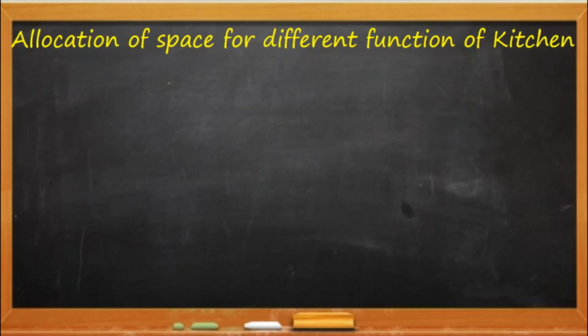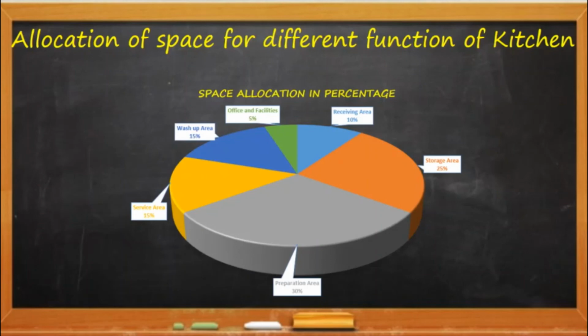Allocation of space for different functions of kitchen. This is just a general guideline. The exact allocation depends from organization to organization. Usually, the receiving area should be 10%, the storage area 25%, preparation area 30%, service area 15%, wash-up area 15%, office and facilities 5%.